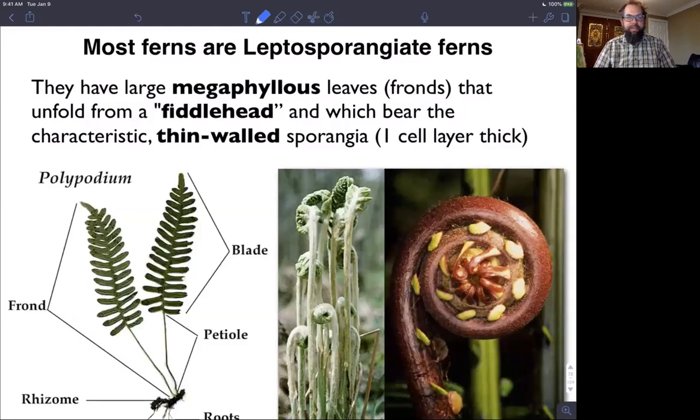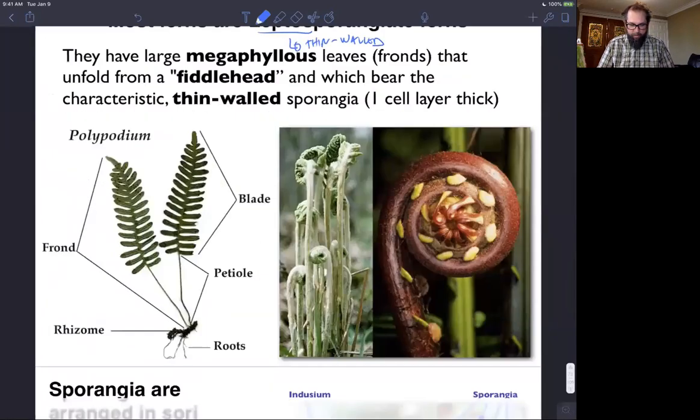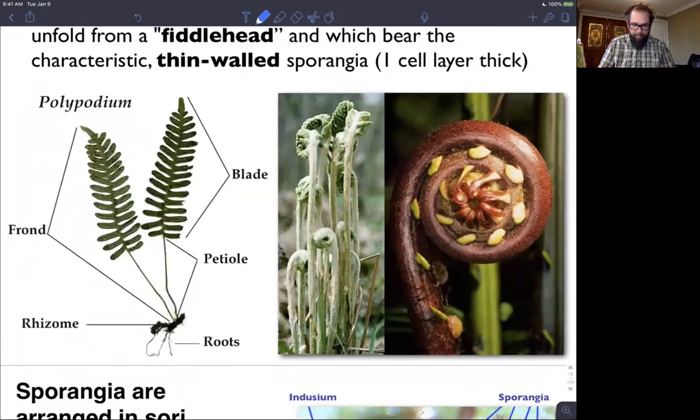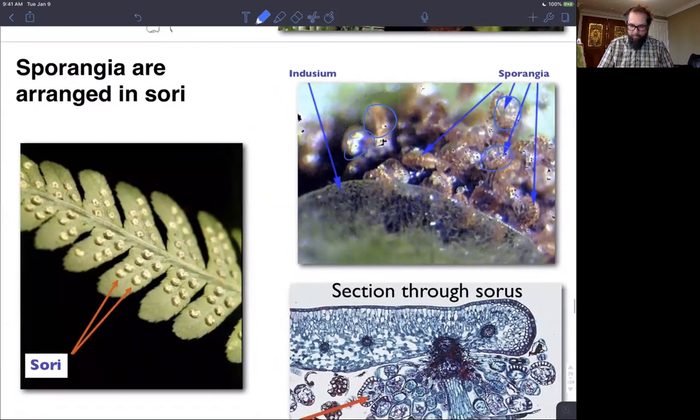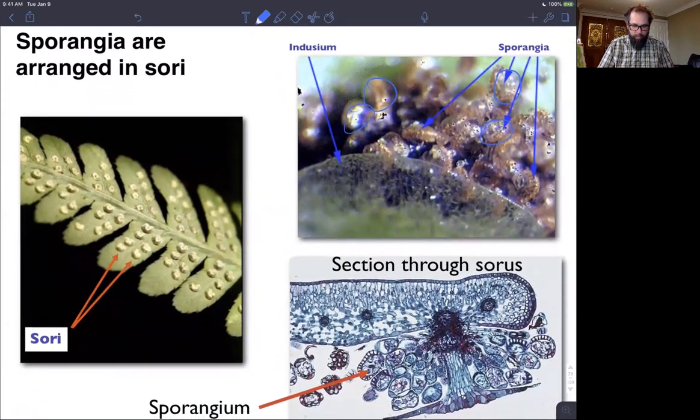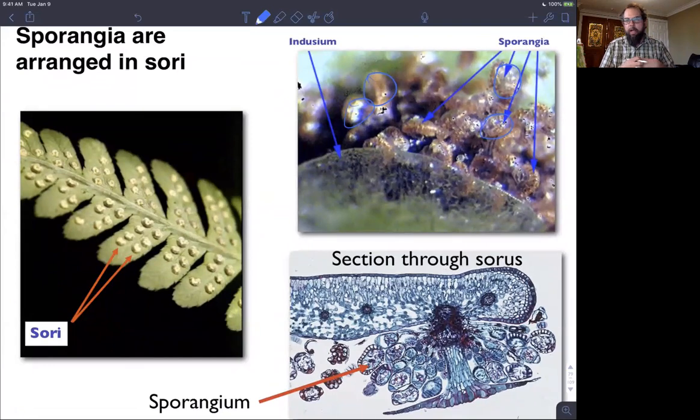And have very thin-walled sporangia, and that's what leptosporangiate means, is thin-walled. So the sporangia themselves are very thin. Those sporangia, which here's an individual thin-walled sporangia shown, are arranged on the bottom of the leaf into groups called sori. So I think many of you have looked at the bottom of a fern leaf before and seen a bunch of little dots on there.